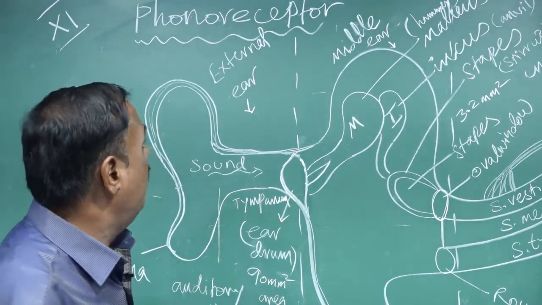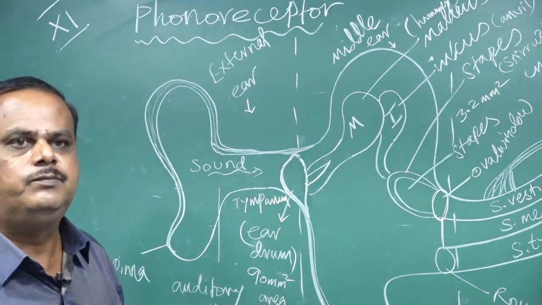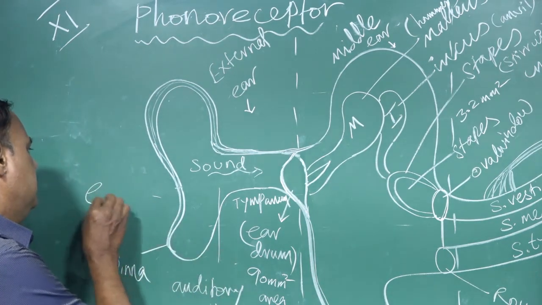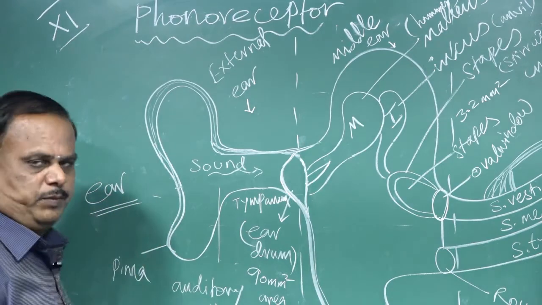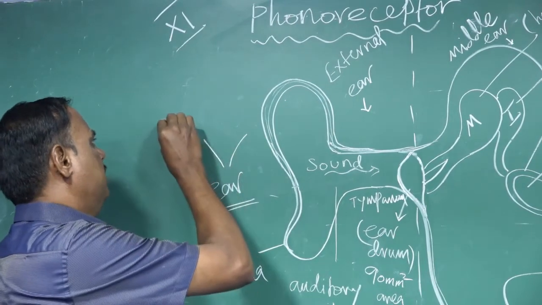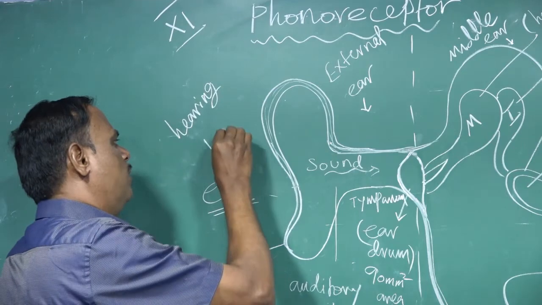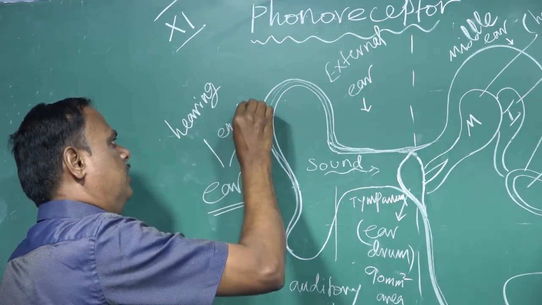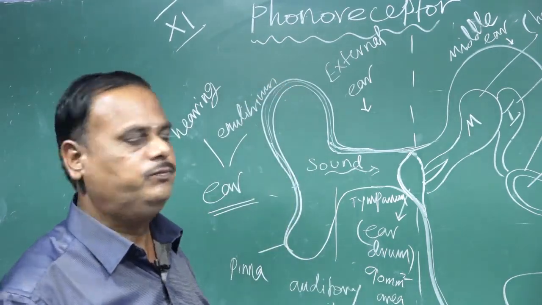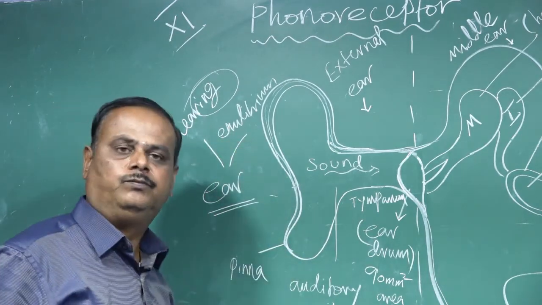Now we are going to discuss the phonoreceptor, the second sense organ. The site of the phonoreceptor is the ear. The ear is the main site of the phonoreceptor, and the ear has two important functions. One is hearing, and another is equilibrium, which means balance.